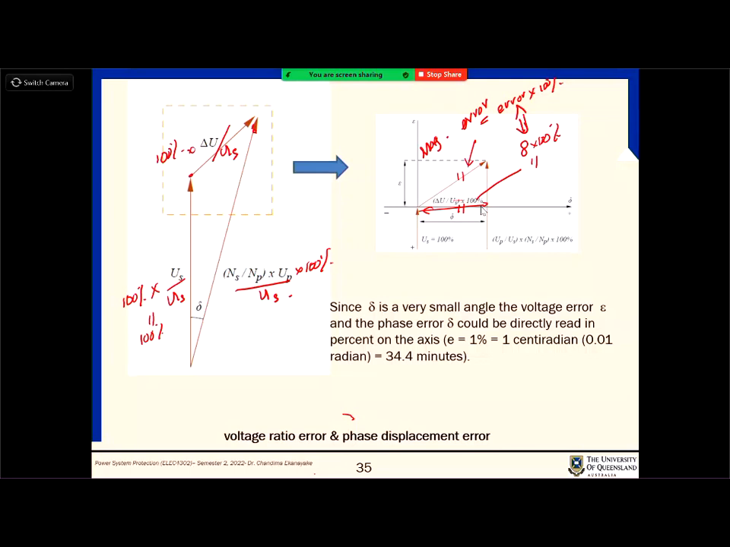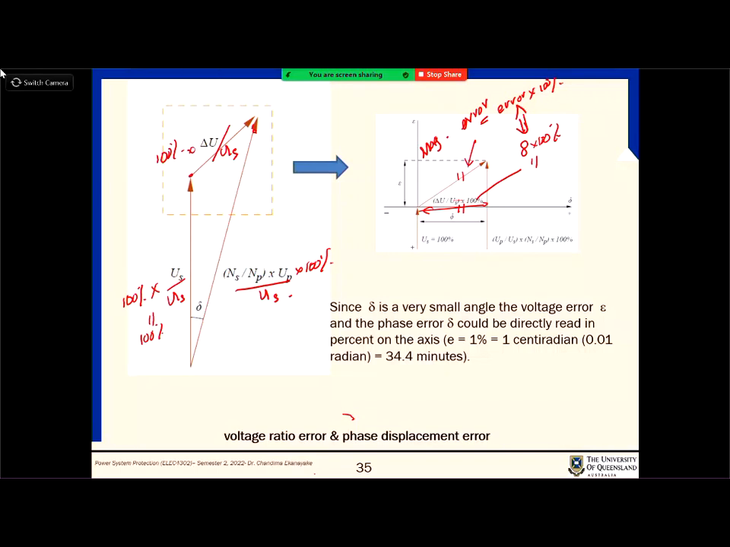So once you say 1%, it means that magnitude error is 1%, and delta is also 1%. Delta 1% means 1 centiradian. That is what we need to understand: this error is in radians. 1% means 1 centiradian, which is equal to 0.01 radians. So if it is 2%, that is 2 centiradians. If you want to convert it into degrees, then you have to convert this 0.01 radian into degrees. So 34.4 minutes is the corresponding value.